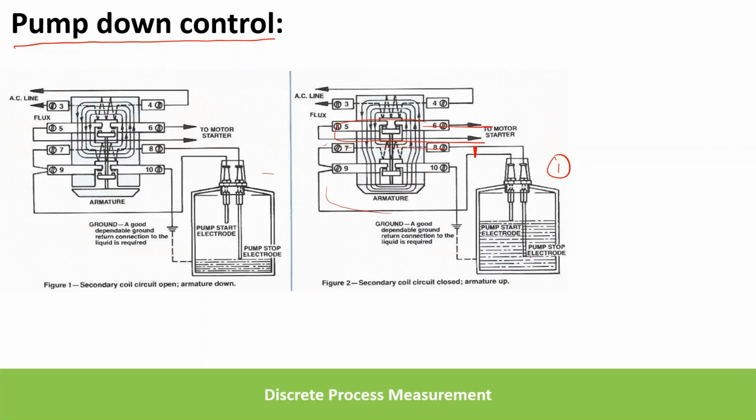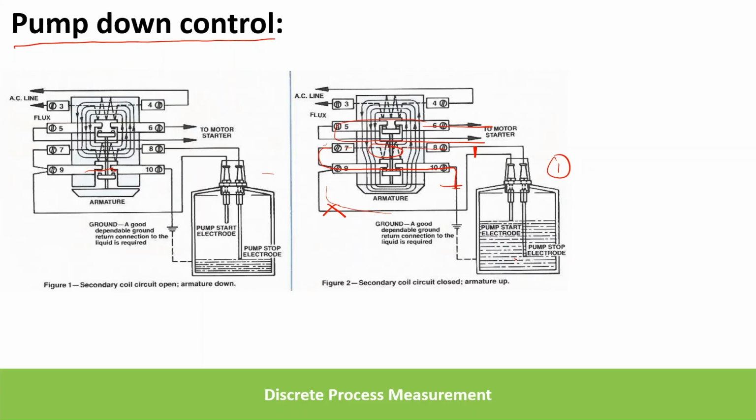So once the level goes below the start electrode, this relay still sees a low resistance path because here there is one more NO contact. This is still closed. So even though this is being disconnected, it is getting a low resistance path through this. So because of that the secondary coil will still have a low resistance path. Because of that the relay is activated.